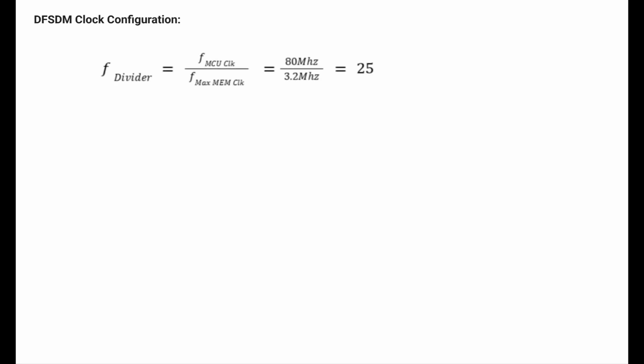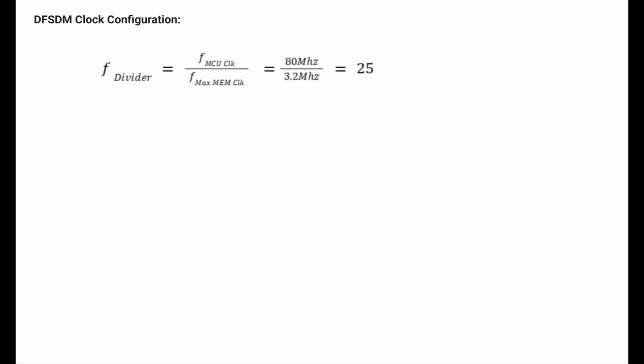In this part of the video, I would like to walk you through the DFSDM parameter configuration on the STM32. The first parameter is DFSDM clock configuration. The first step is to configure the correct frequency that will be supplied to the DFSDM peripheral. Since the MEMS microphone has a maximum frequency of 3.2 MHz, and for this tutorial I'm using an 80 MHz MCU clock, we need to calculate the proper divider value.